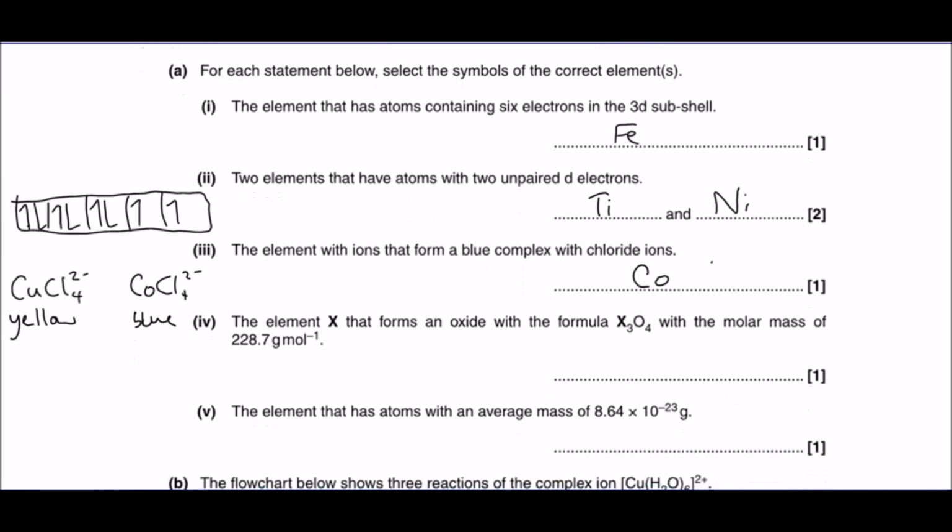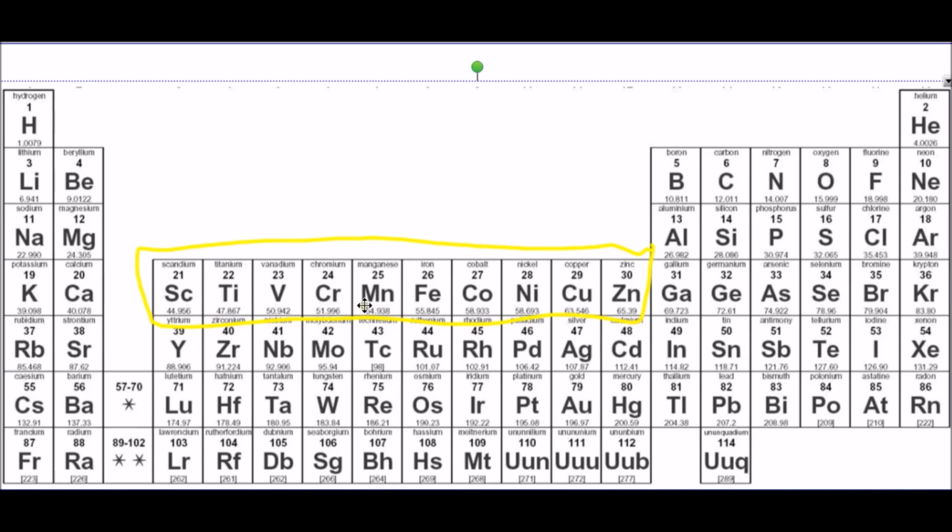And then we've got this compound X3O4. So what we're going to do is take away 4 lots of oxygen, which gives us 164.7. That's 3 lots of X, so we do that number divided by 3, which gives us 54.9. And then we go back to that periodic table, so 54.9, you can see it's here, it's manganese.